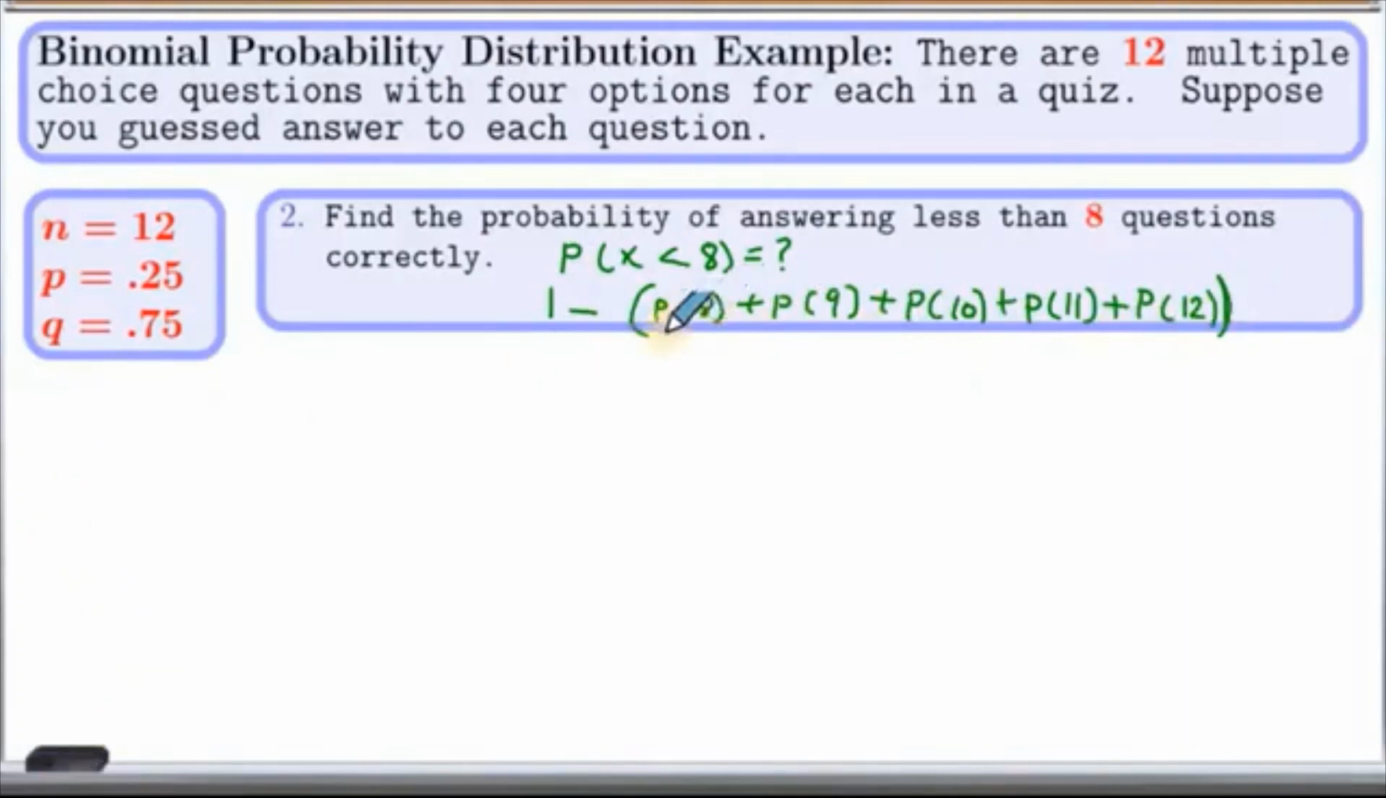Now, let's first find the probability of 8. We can find the probability of 8 using this formula here.